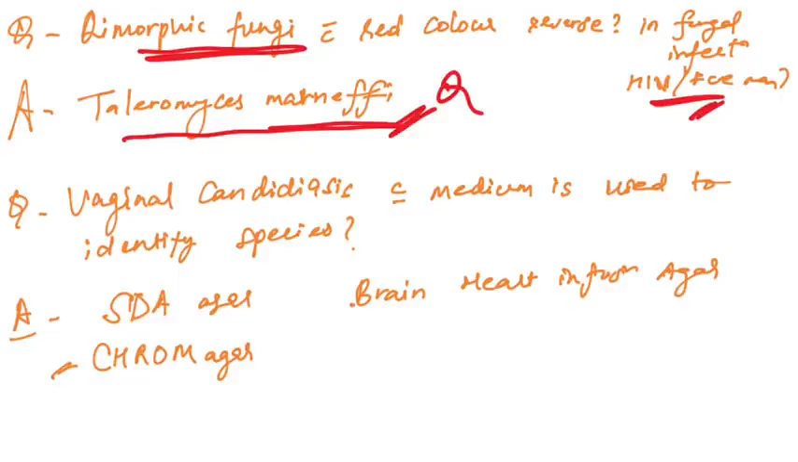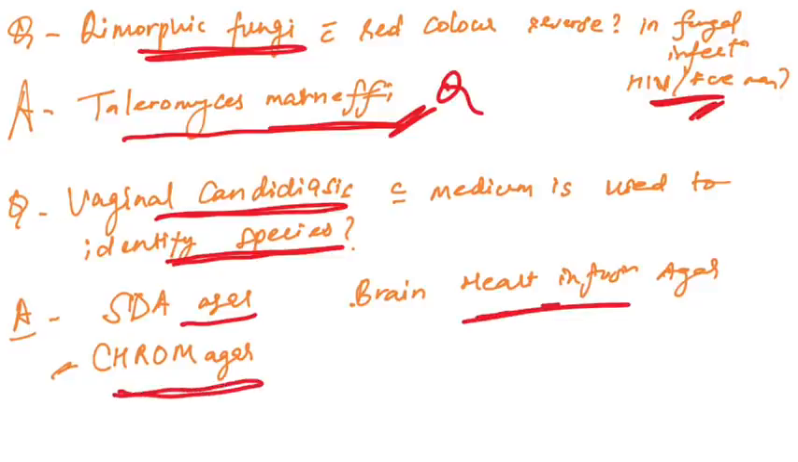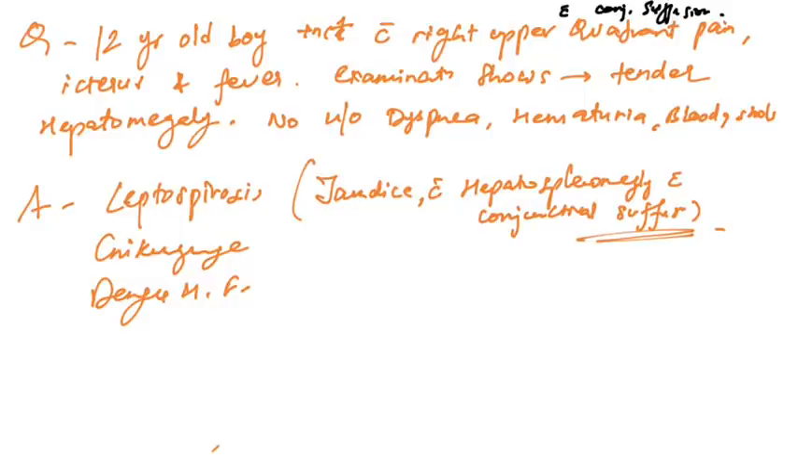Now, vaginal candidiasis: which medium is used to identify the species in vaginal candidiasis? Options were SDA agar, brain heart infusion agar, and chrome agar. So chrome agar is used, and it is the answer for this question, to identify the species in vaginal candidiasis.